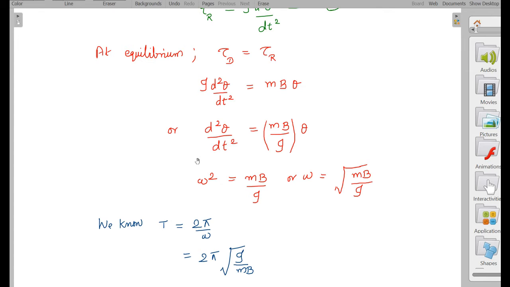We know this is the equation for simple harmonic motion. So we put a negative sign also. Here we have written only the magnitude. So in the place of omega square, we have mB divided by I, or omega equals root of mB by I.